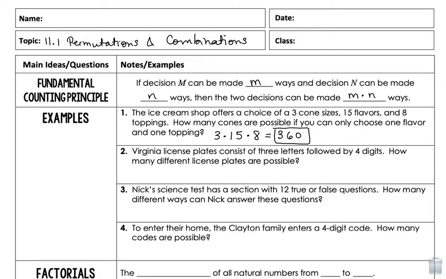Let's try another one. Number 3, Nick's science test has a section with 12 true or false questions. How many different ways can Nick answer these questions? Well, these are true or false, so there's only 2 different ways to answer each question. There are 12 questions and they each have the same possible ways to answer them. So 2 to the 12th power, that gives us 4,096 different ways to answer the test questions.